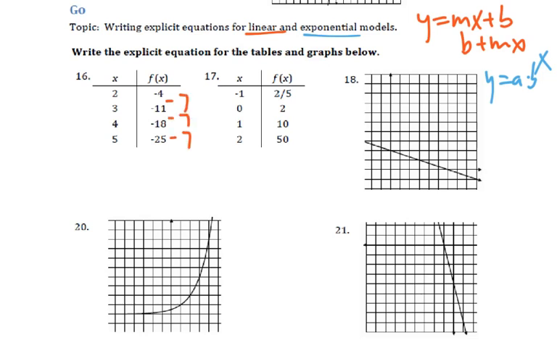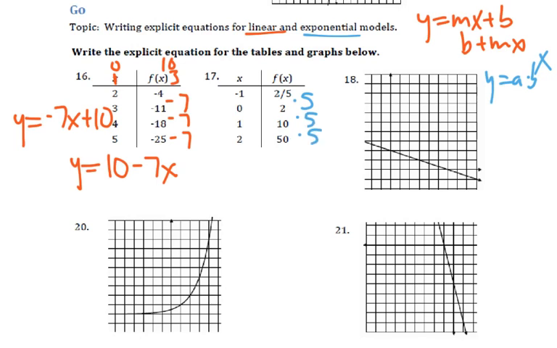So if we're going backwards, because that would be 1, we need to get up to 0, right? So going backwards, that would be a positive 3, that would be a positive 10. So we'd go y equals 10 minus 7x, or y equals negative 7x plus 10. Same thing. Okay, the second one, 2/5 to 2, so we're timesing by 5, right? So our 0 is 2, so we'd go y equals 2 times 5 to the x.